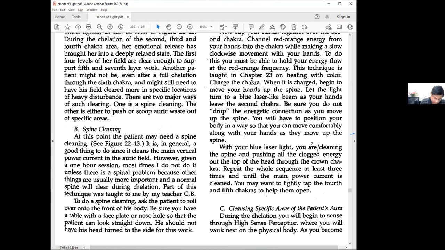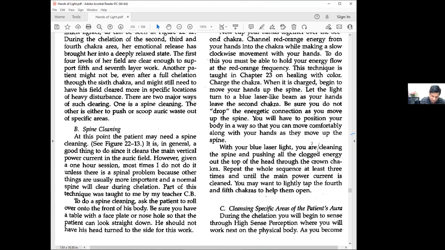B, spine cleaning. At this point, the patient may need a spine cleaning. See figure 22-13. It is, in general, a good thing to do since it cleans the main vertical power current in the auric field. However, given a one-hour session, most times I do not do it unless there is a spinal problem because other things are usually more important and a normal spine will clear during chelation. Part of this technique was taught to me by my teacher, CB.